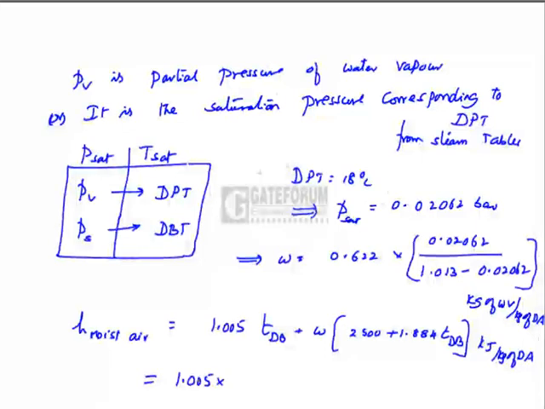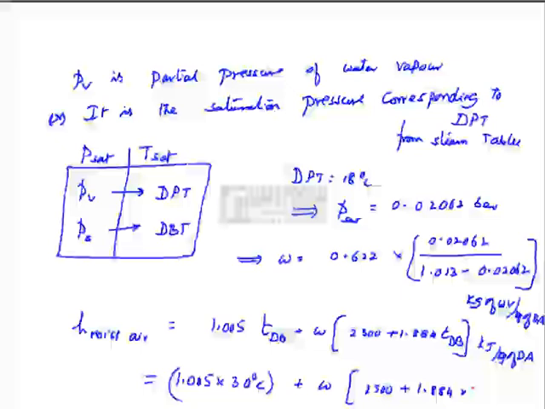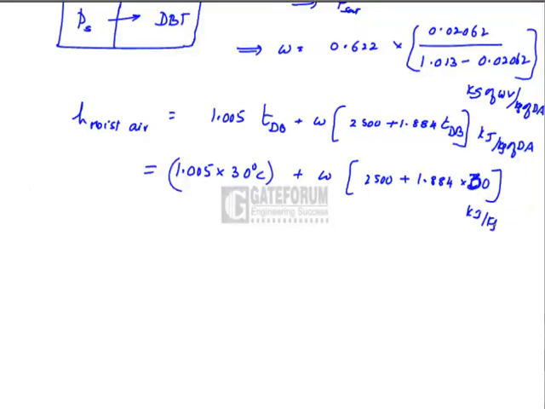Substituting the values, dry bulb temperature is 30 degrees. You have to substitute only in Celsius. W is already obtained above. 2500 plus 1.884 into 30 degrees centigrade. So many kilojoules per kg of dry air. The answer would be 63.15. W answer would be 0.0129. So answer is B for the question.